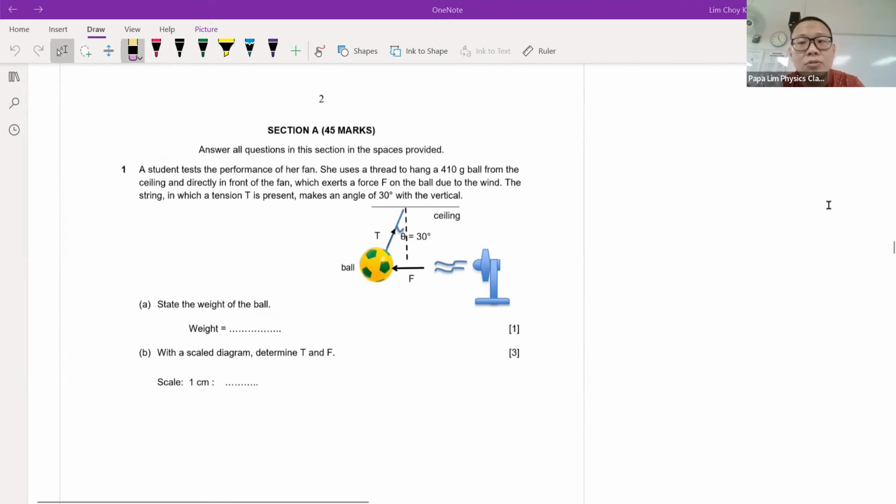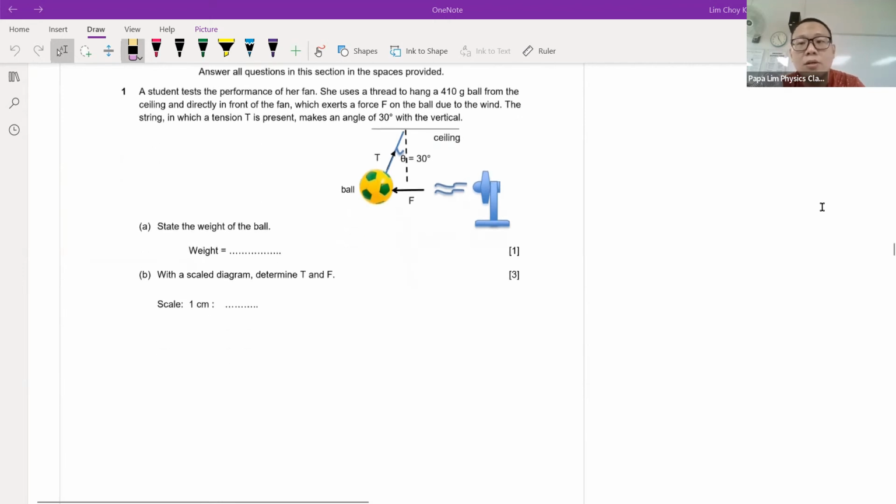But it's an interesting question because this question actually requires the students to work backwards. The normal questions that we have usually give you the magnitude of T and the magnitude of the force. After that, they will expect you to find the resultant force of both of them.